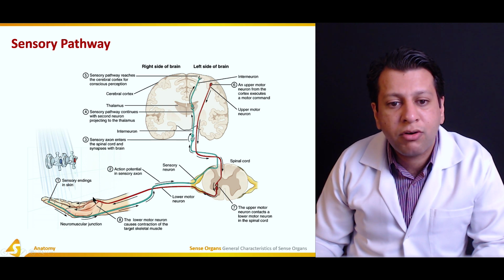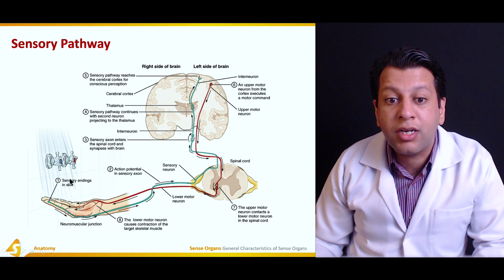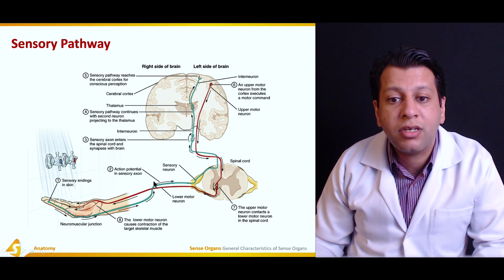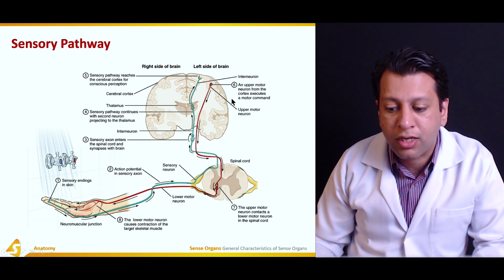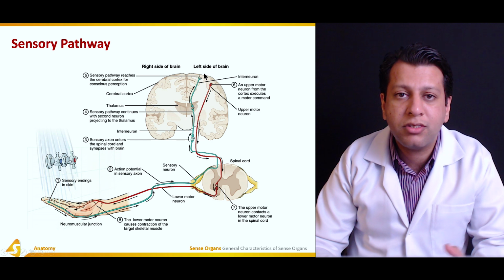The first part is the sensory endings, which detect the change, which are the receptors, then the sensory neuron, then the sensory tract, and eventually the somatosensory cortex. These four parts make up the sensory pathway.